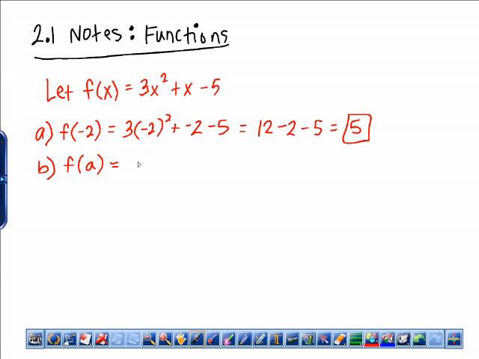Now, we've seen this in after parties, and you've seen this in Algebra 2. This is even easier. This is just 3a squared plus a minus 5. The reason I say it's easier is because there's nothing to combine. That is your answer right here.